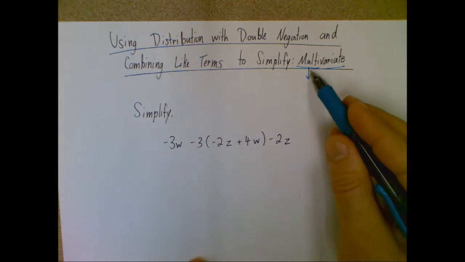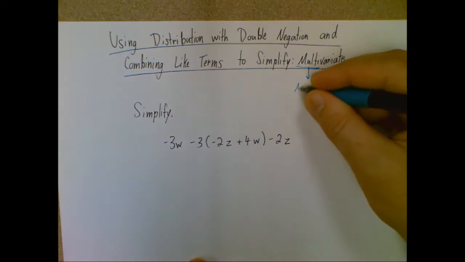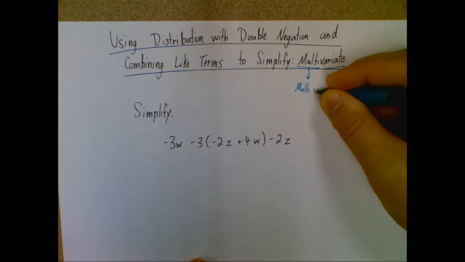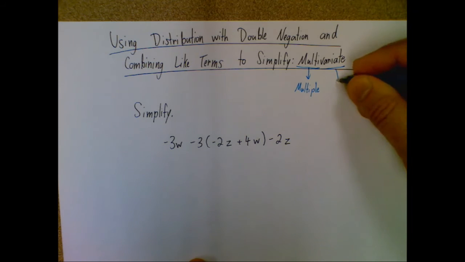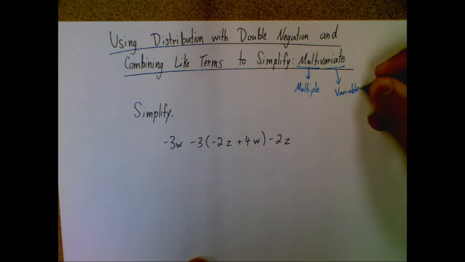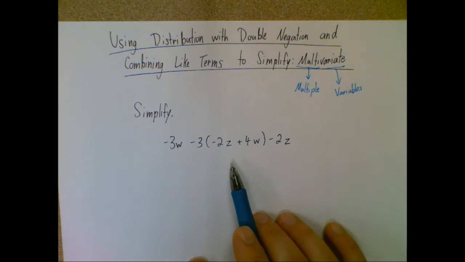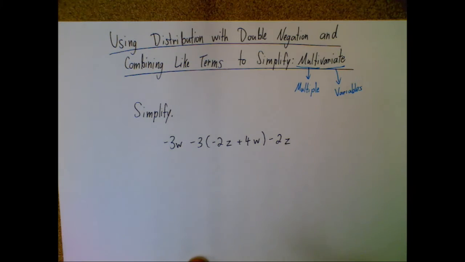So there's two parts here. We have multi, which means multiple, or some people say many, but technically we're looking for multiple there, and variate, which means variables. So we're going to have potentially more than one variable in each of these problems. And if you look down here, we have some w's and we have some z's. Okay, that's all that means.